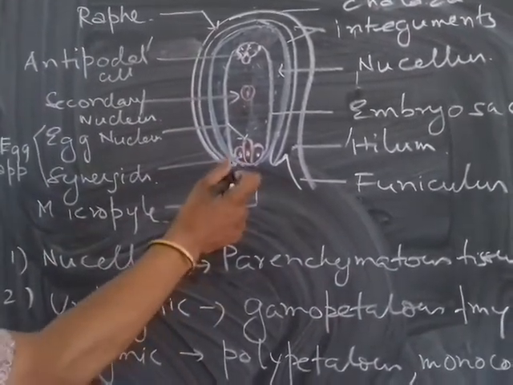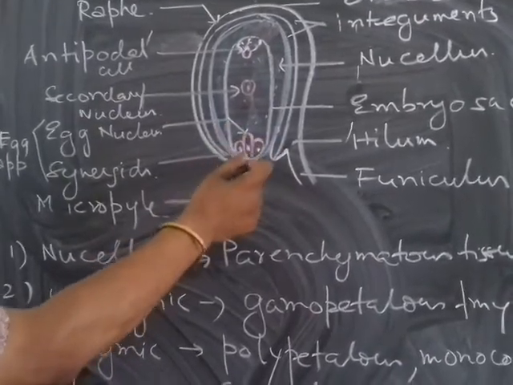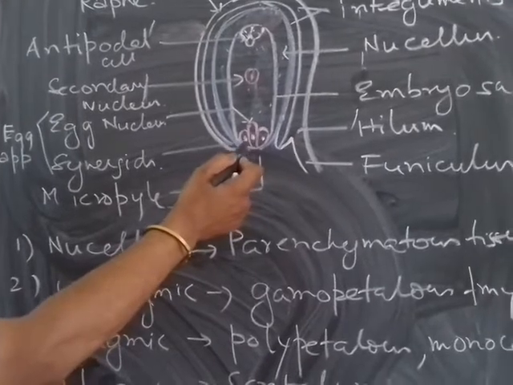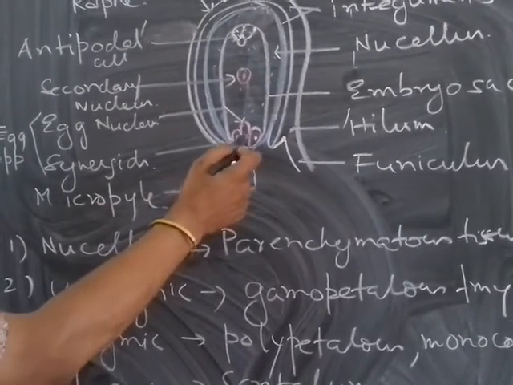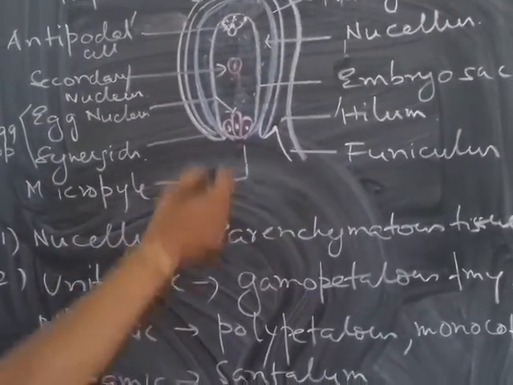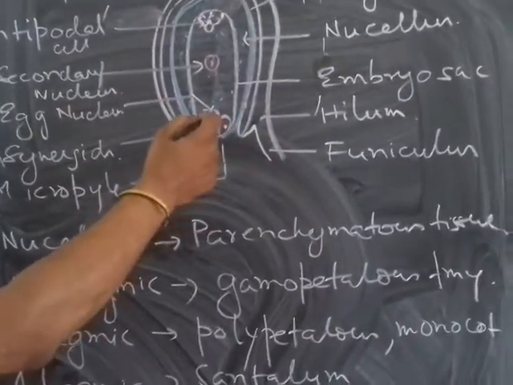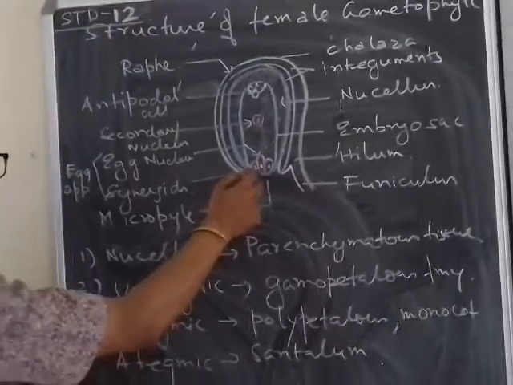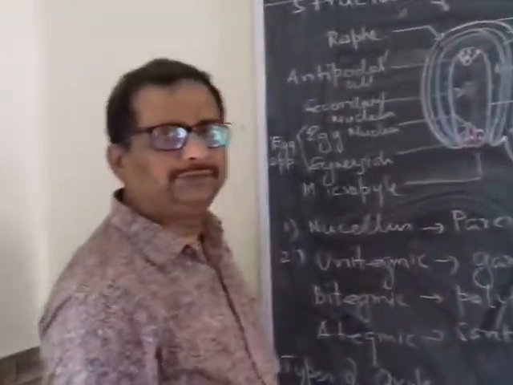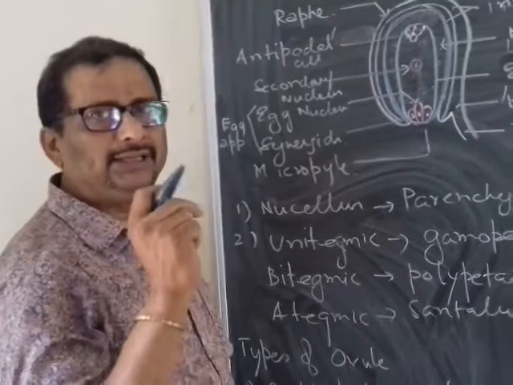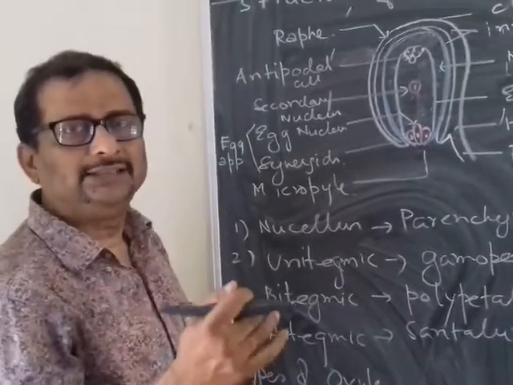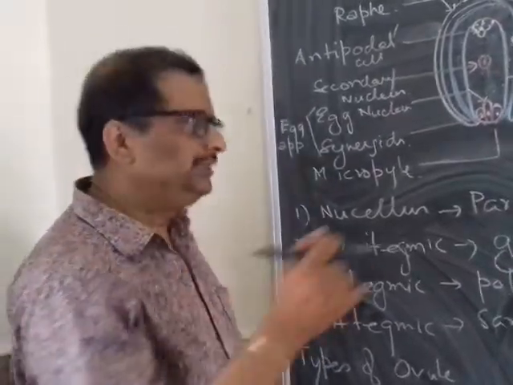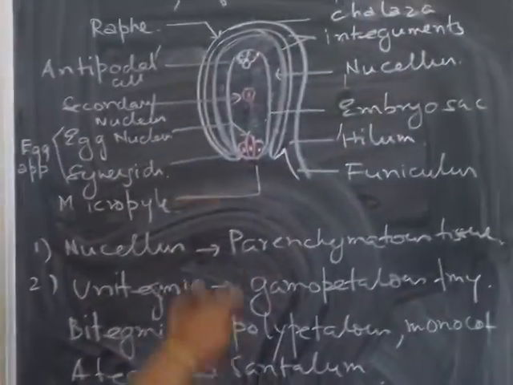On the micropylar end you have a group of 3 cells. The middle cell is called the egg cell, which is the female gamete, and is haploid, and on the sides are the synergid cells. Together they are called the egg apparatus. Here there is another structure called the filiform apparatus, which helps in fertilization when the male gamete along with the pollen tube reaches the micropylar end.